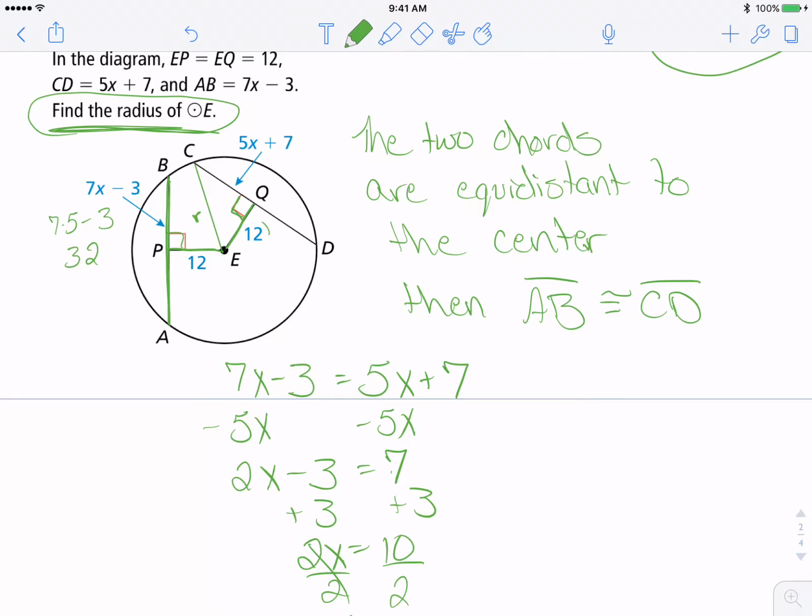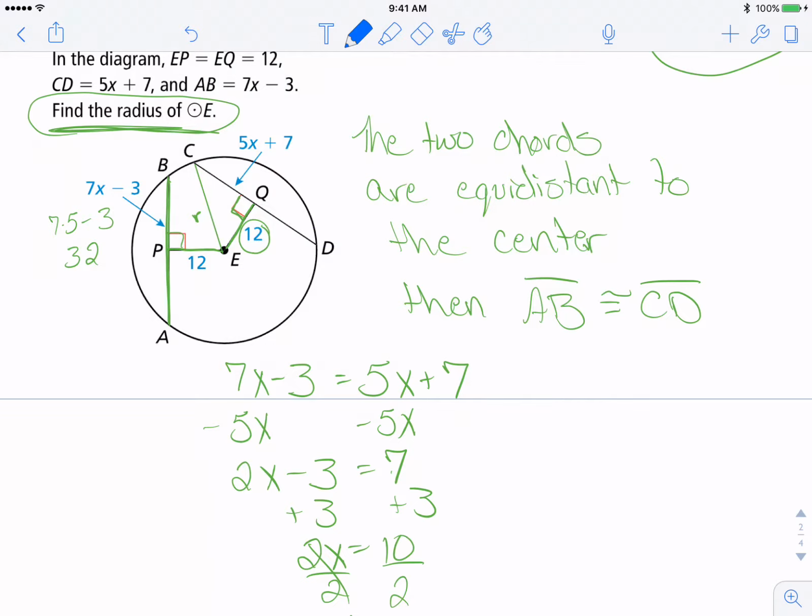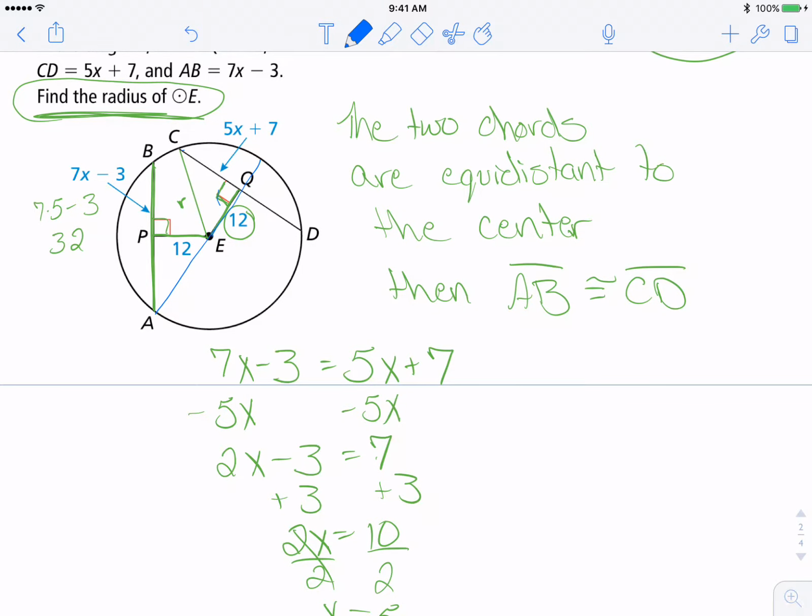And I know one of the sides is 12. Okay, and I know then if I was to draw in a diameter through here, it's perpendicular to this chord right here, which means that it bisects this. So if the whole thing is 32, because it's the same as this one over here, I know this little piece is half of that, which is 16?